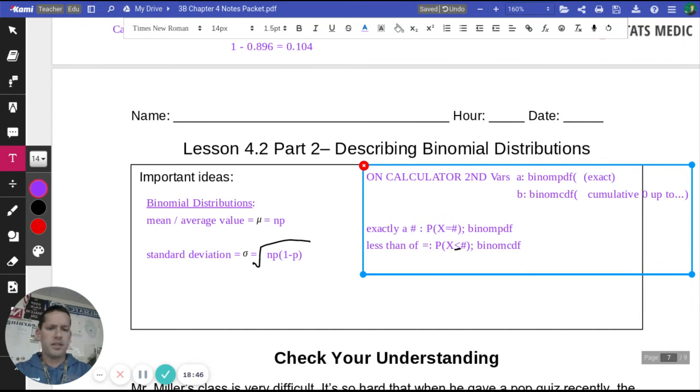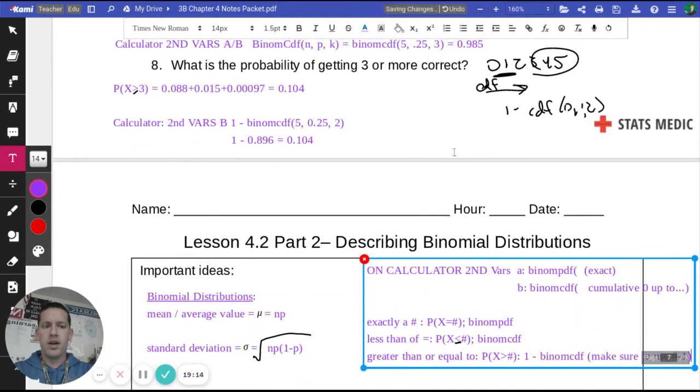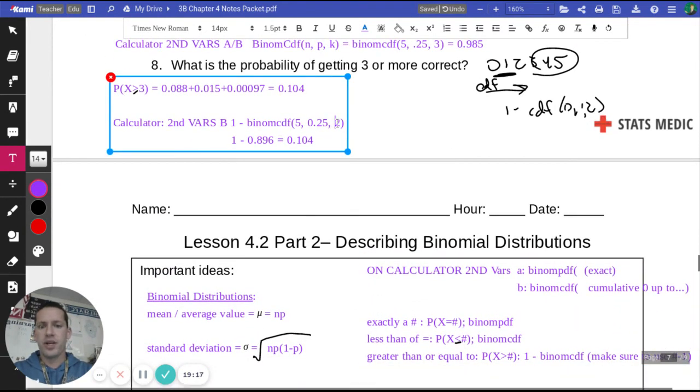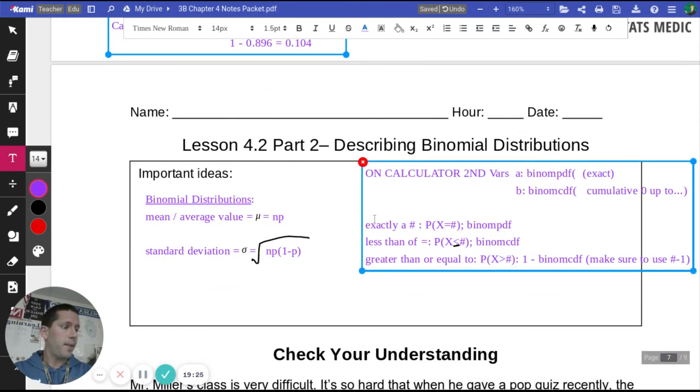And then if we want greater than or equal to, where we have the probability that x is greater than or equal to some number, then we use 1 minus binomial CDF, where we have to make sure to use that number minus 1 for x when we're plugging that in. Kind of like how we did right before on this problem here. I used a 2 here to get rid of everything below 3 because I wanted 3 or more correct, so I used the number below it.